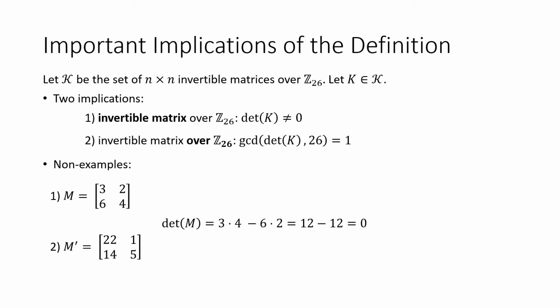The second example, we have 22, 1, 14, and 5 as its elements. We compute the determinant this time. We do our calculation correctly, we get the number 96. And note that the GCD of 96 and 26 is actually 2. It's not equal to 1. Therefore, again, this is an instance of a matrix that is not allowed to be used in Hill Cipher.